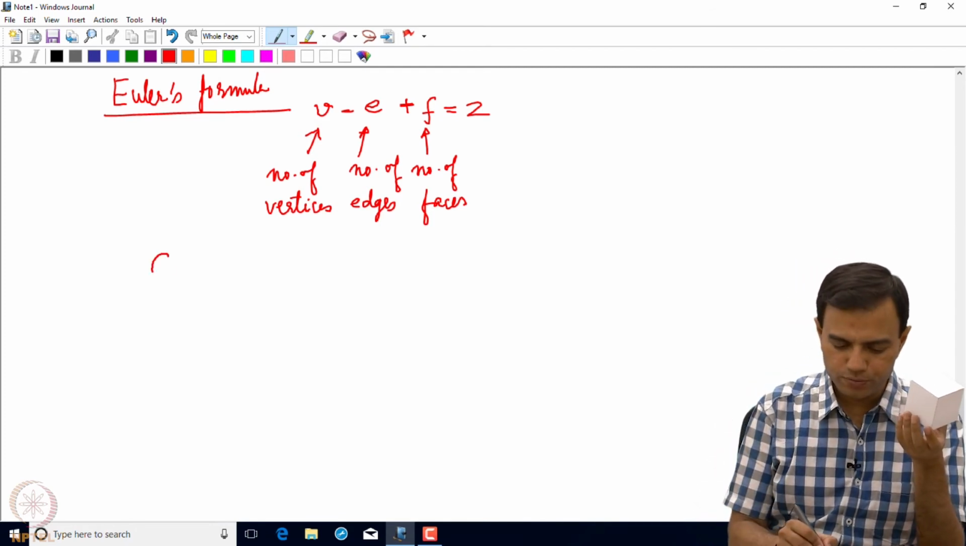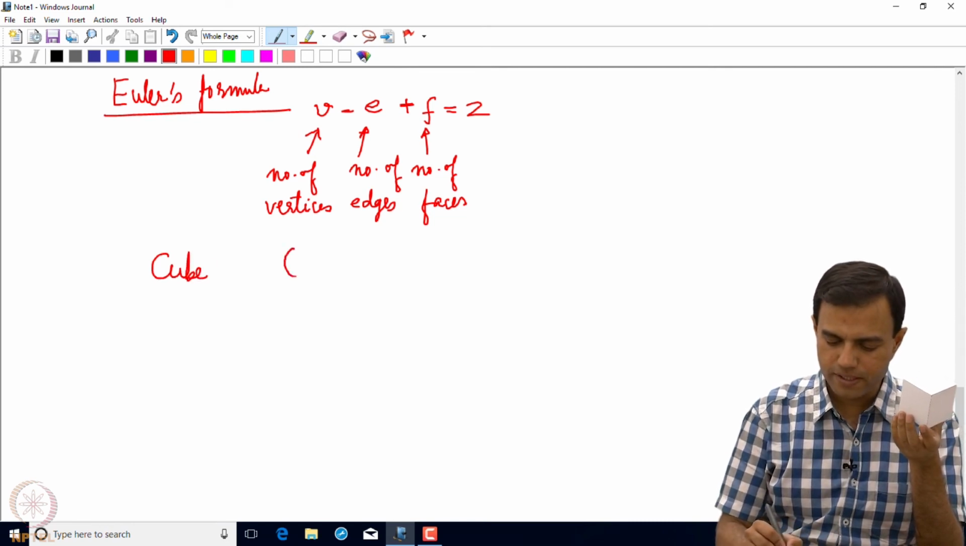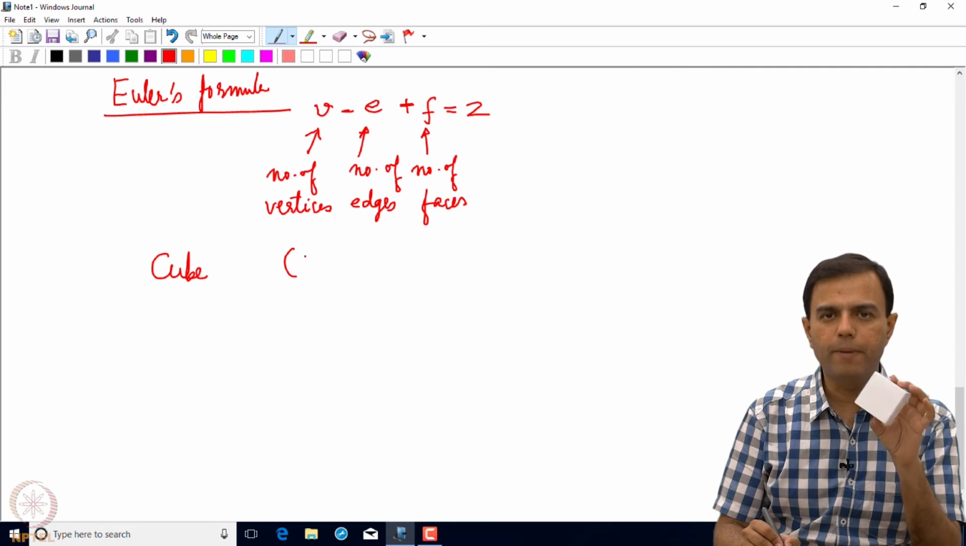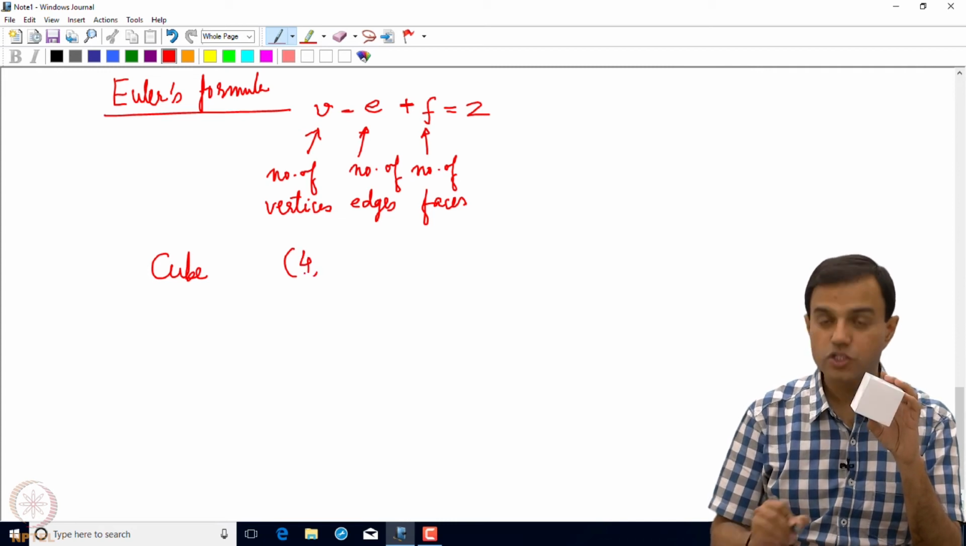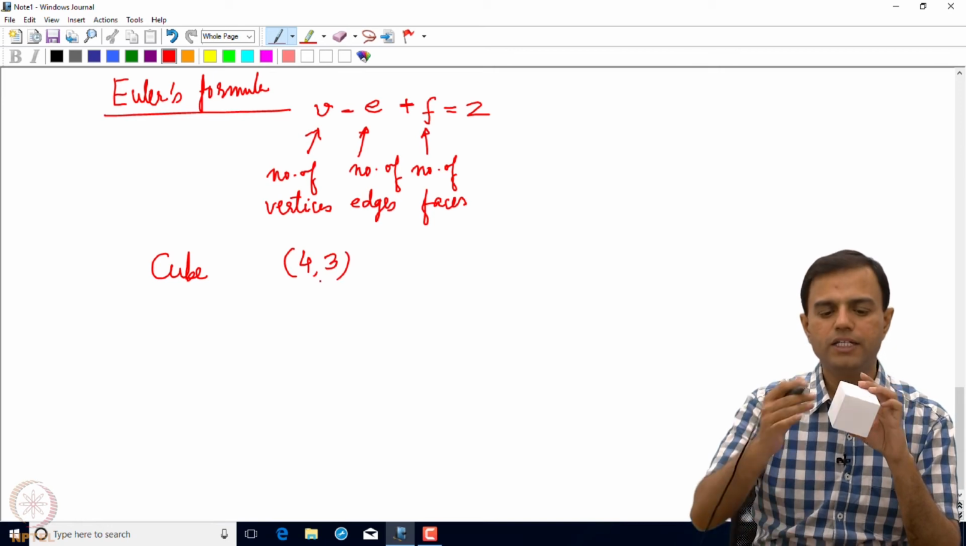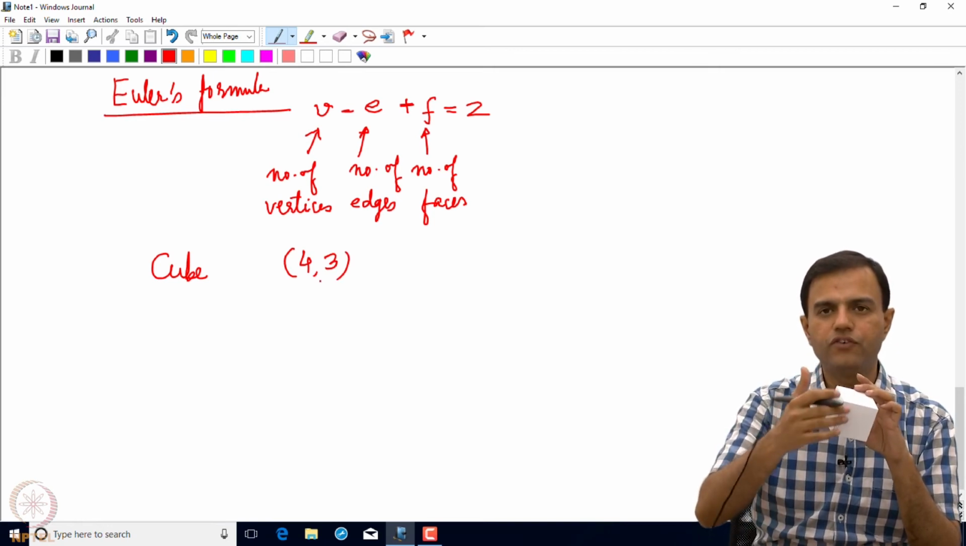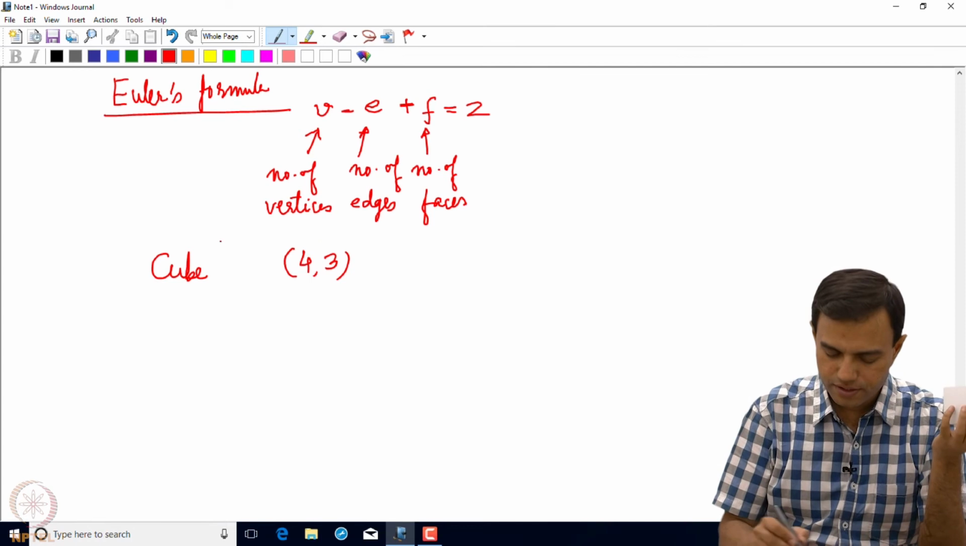I have taken cube. For cube, the Schläfli symbol is n, m. n is 4. It's a square, every side is a square, 3 because each vertex is having 3 edges. So this is Schläfli symbol.